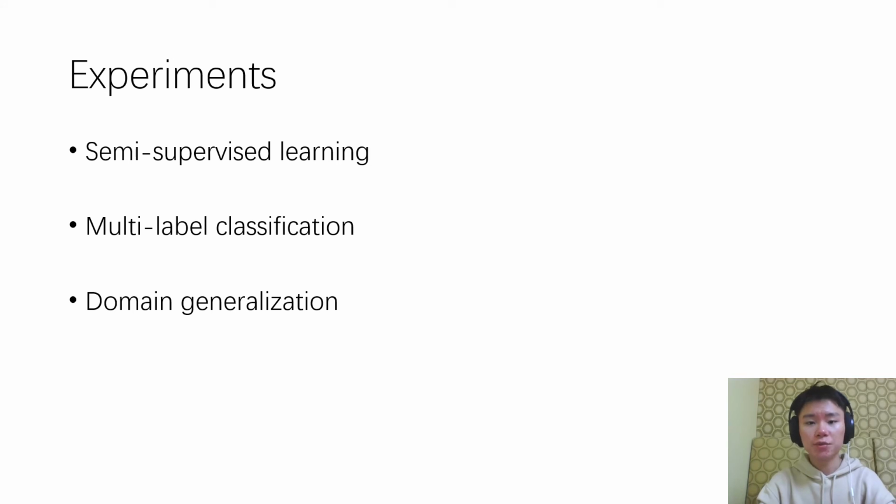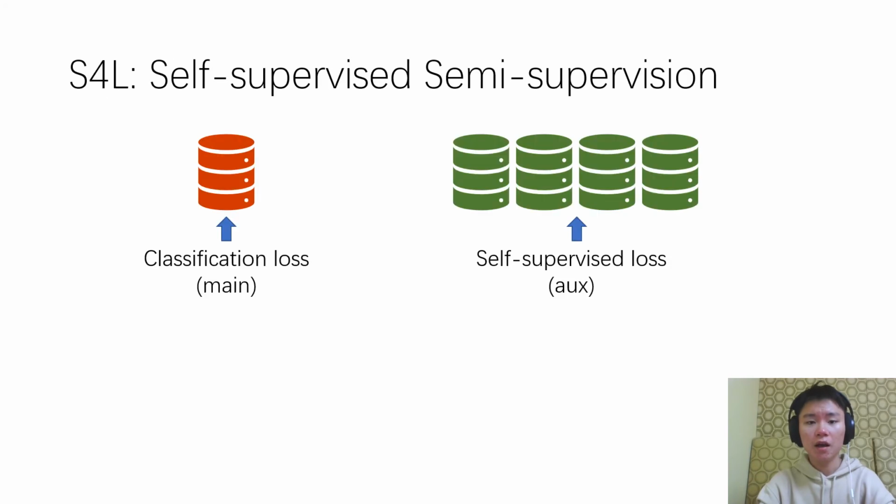For experiments, we have tested our algorithm on semi-supervised learning, multi-label classification, and domain generalization. The first setting is called self-supervised semi-supervised learning, or S4L. This is actually a regular semi-supervised learning setting, only instead of using the semi-supervised algorithms, we use some self-supervised algorithms on unlabeled data. So it's just a kind of semi-supervised learning.